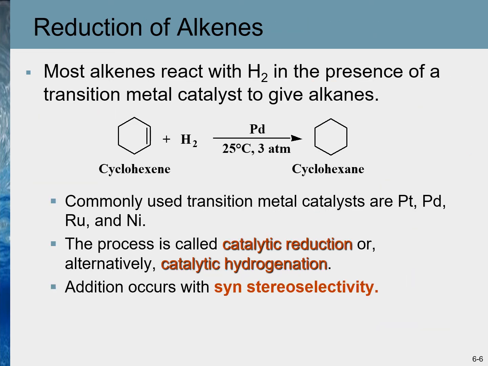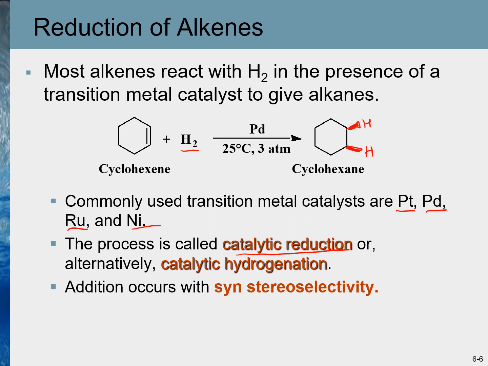Most alkenes are reduced quantitatively by molecular hydrogen in the presence of a transition metal catalyst. Commonly used transition metal catalysts are platinum, palladium, ruthenium, and nickel. This process is known as catalytic reduction or catalytic hydrogenation. The addition of hydrogen in this process occurs with syn stereoselectivity, which means that hydrogens are added on the same side of the carbon-carbon double bond.